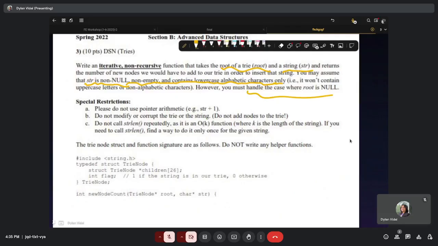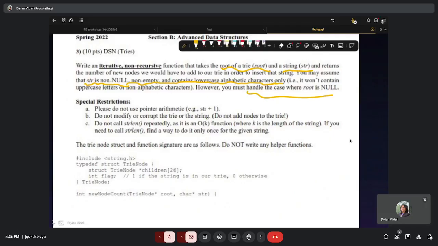An O of k function, where k is the length of the string. If you need to call strlen, find a way to do it only once for the given string. So what that is saying is that if you need to call strlen, just make a variable for it, because it's a helpful function. You don't want to find the length of the string using your own code. That would be a bit more writing than you'd want. But they're asking you to not repeatedly call strlen.